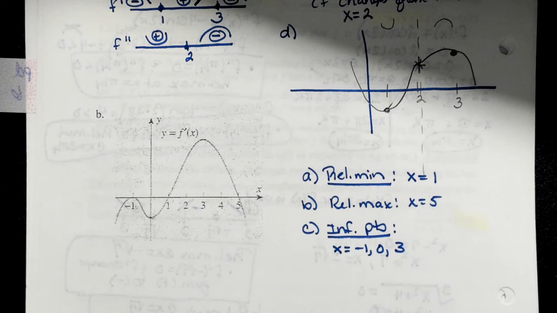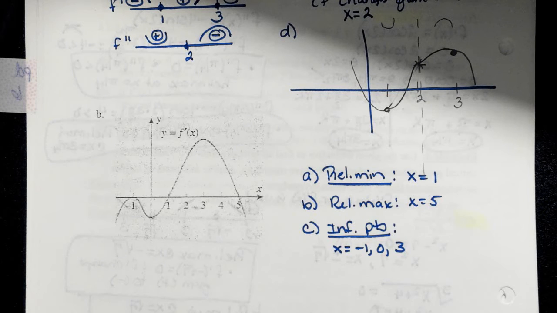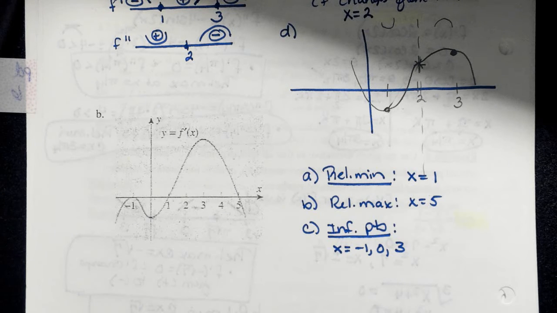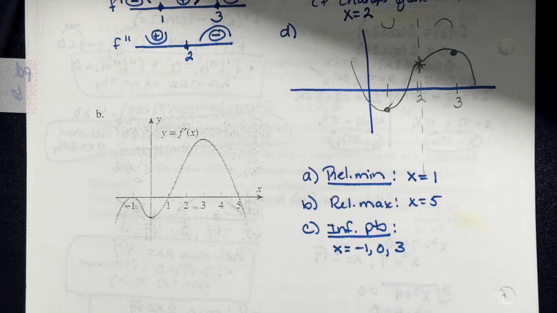Hopefully you came up with your relative minimum to be where? Where's your relative min? x equals what? x equals 1. Relative max should be where? x equals 5, and then you have 3 inflection points at -1, 0, and 3. So any questions on identifying the relative extrema or your inflection points? All right. Keep working on your sketches, and we'll take a look at them.